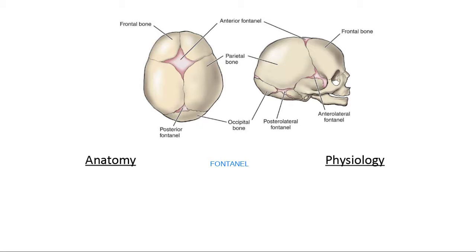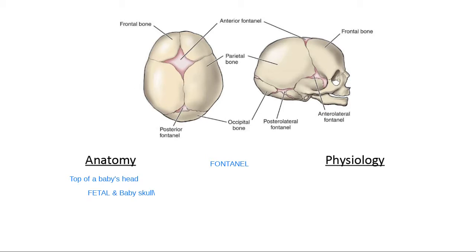Perfect. Lots of great ideas here. So let's start with our anatomy. We absolutely find these on the top of a baby's head. We do also have some on the side of their head. The emphasis here is we're talking fetal and baby skull. That's the big thing with them. Found them in the fetal and the baby skull.